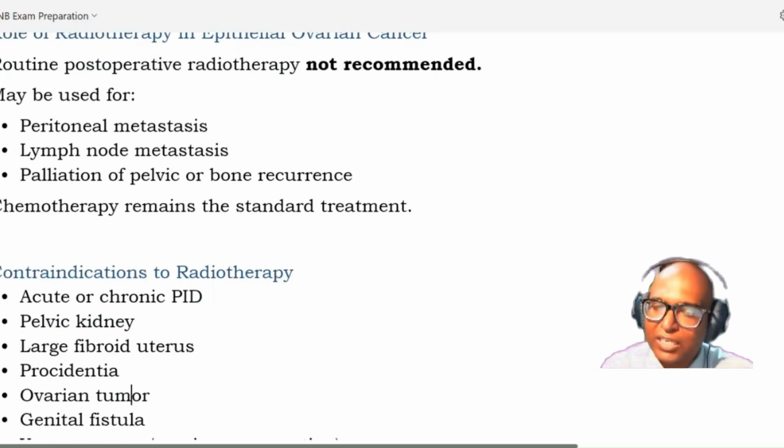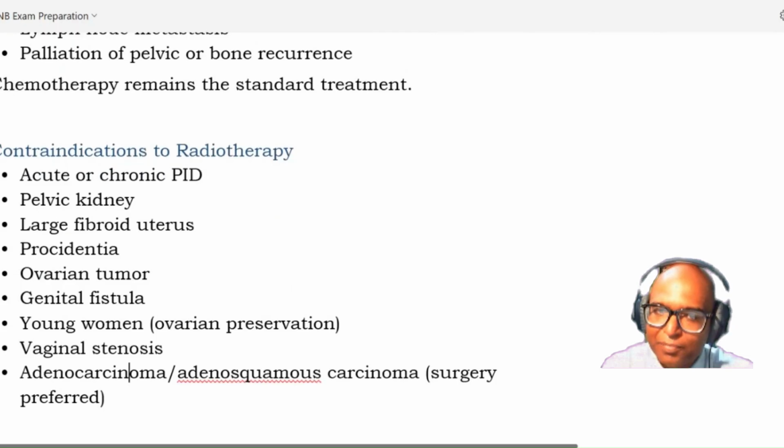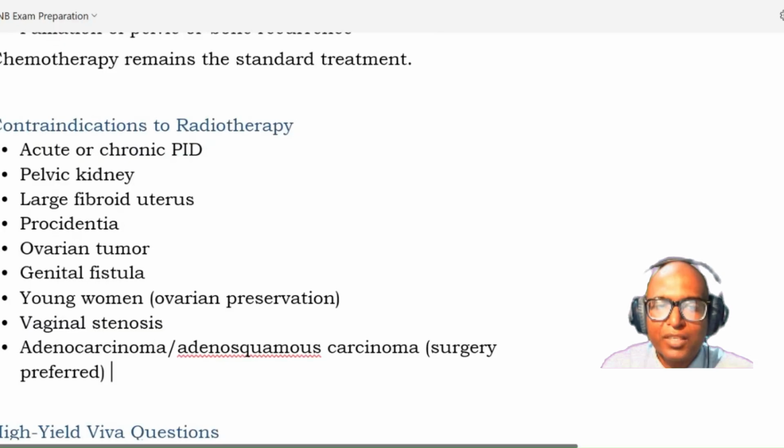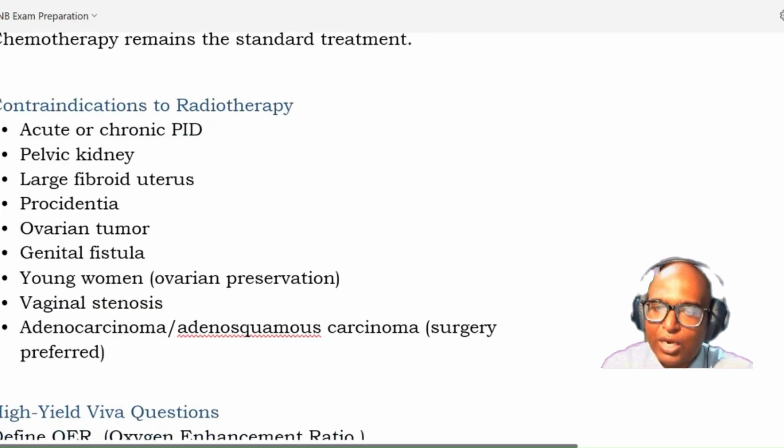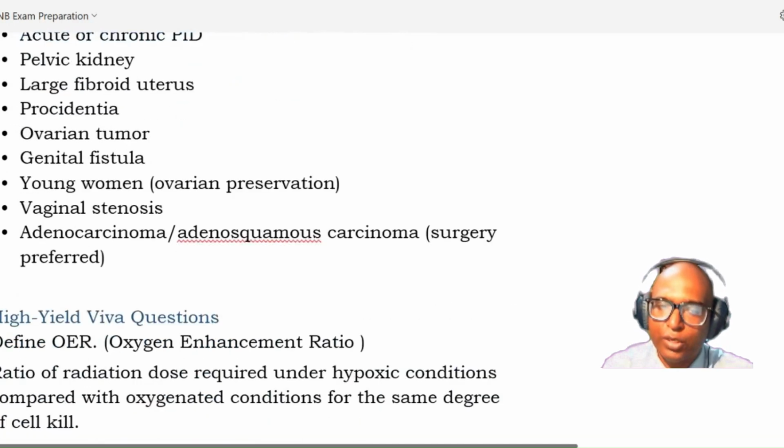Okay. Then what are the contraindications for radiotherapy? There are acute PID, chronic PID, pelvic kidney, large fibroid uterus, procidentia, ovarian tumor, genital fistula, young woman, then vaginal stenosis, and adenocarcinoma or adenosquamous carcinoma, where surgery is preferred. So these are the contraindications to the radiotherapy.